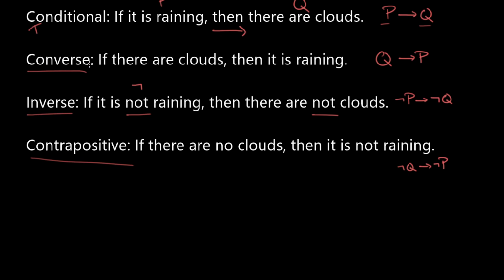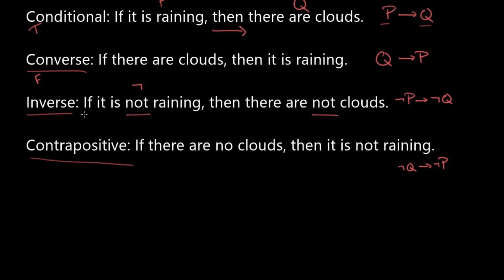So the converse, on the other hand, if there are clouds, then it is raining, is a false statement. It will not always be the case that if there are clouds in the sky, then it will have to be raining. If there are clouds in the sky, then it might be raining, but this does not necessarily have to follow here. We don't know if that's the case.